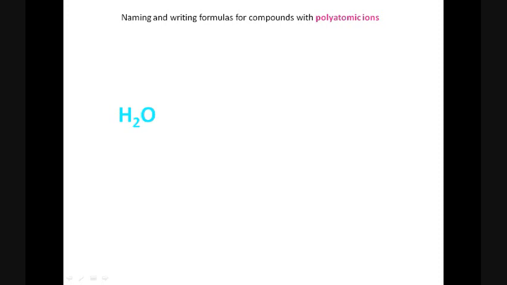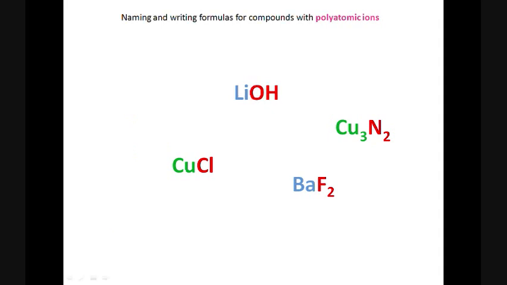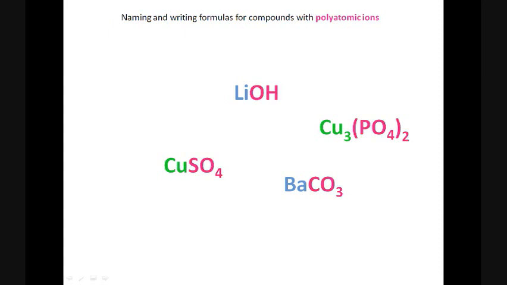So far, the compounds we've been working with have looked like this: simple, familiar, and made of only two elements. We call these binary compounds, but the most common chemical compounds in our daily lives aren't really this simple. Instead, they tend to look like this, and these. These new particles are not elements, and you won't find them on the periodic table.